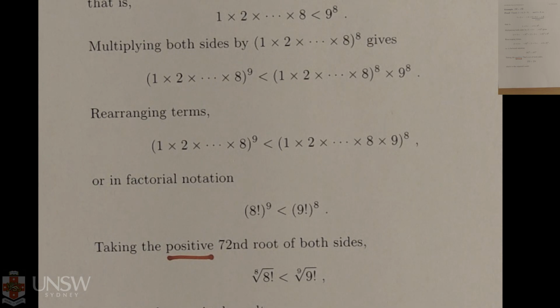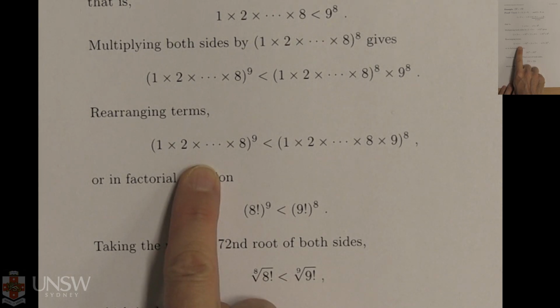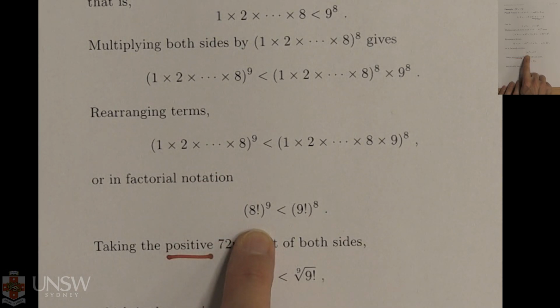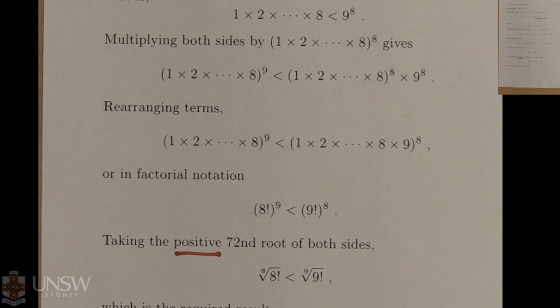Go back to definitions. Where have we actually done this in this proof? Twice, I think. So first of all, we've got here the 1 by 2, etc. by 8 is equal to 8 factorial, because that's the definition of what factorial means. Secondly, how did I get this, the positive 72nd root of both sides? Well, by definition, the 8th root of a number is the number such that if you take the 8th power, then you get your number back again. That's probably, in fact, more clear if we look at the rough working rather than the actual proof.